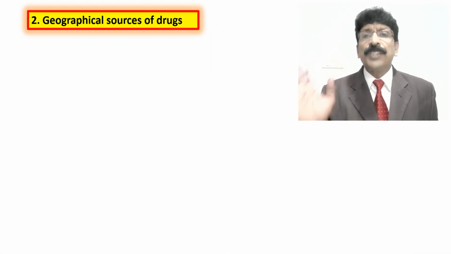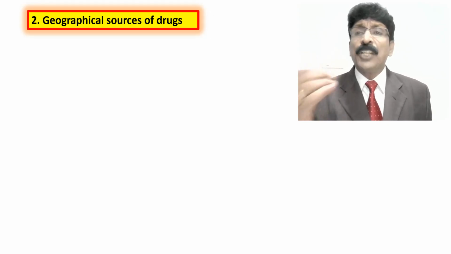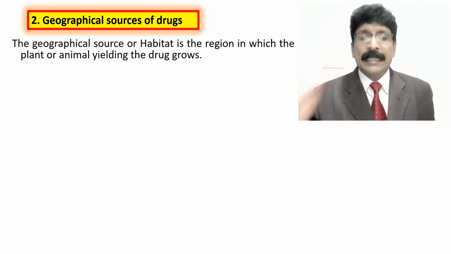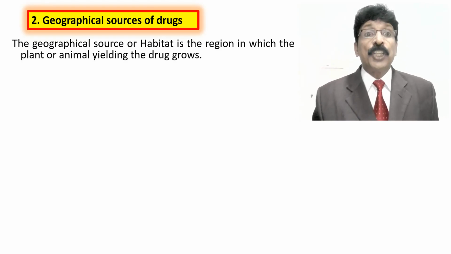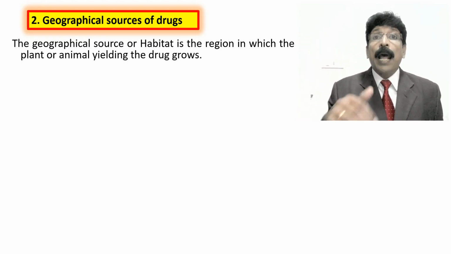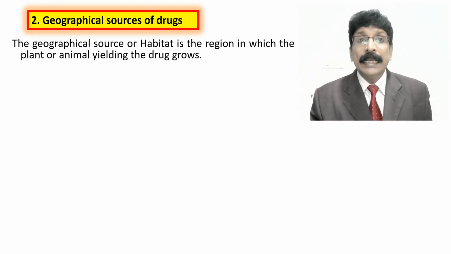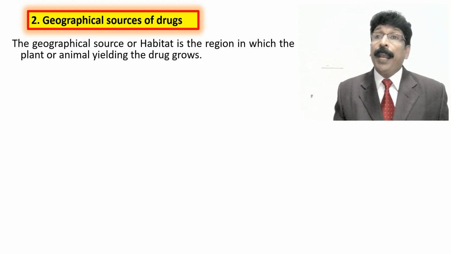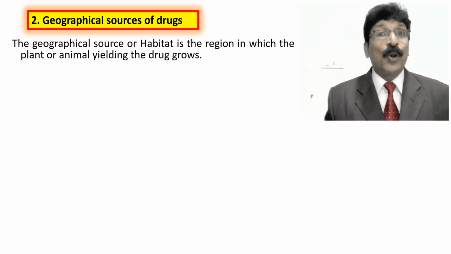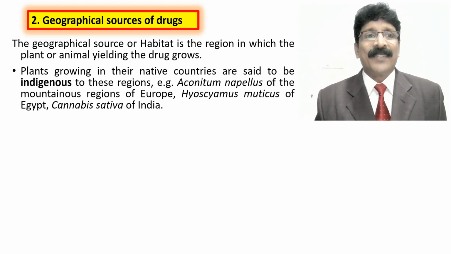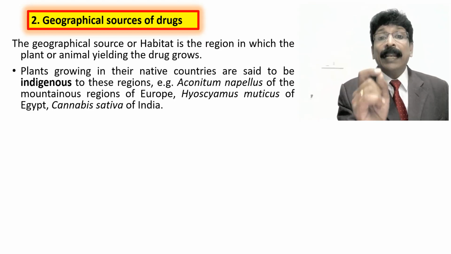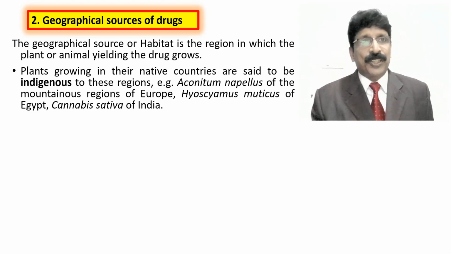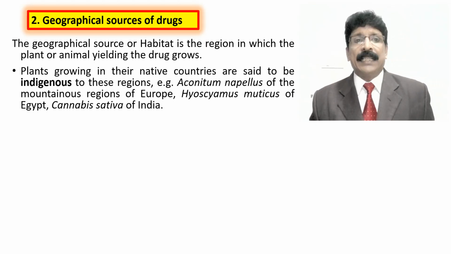Geographical source, or geographical origin, of a plant or a drug. What do you mean by that? The geographical source or habitat is the region in which the plant or animal yielding the drug grows. The plants growing in their native countries are said to be indigenous to their regions.